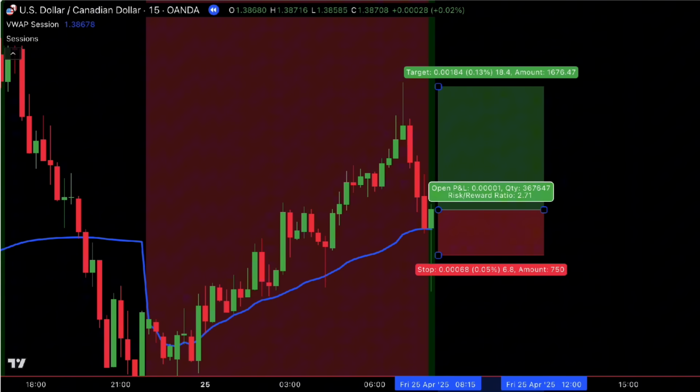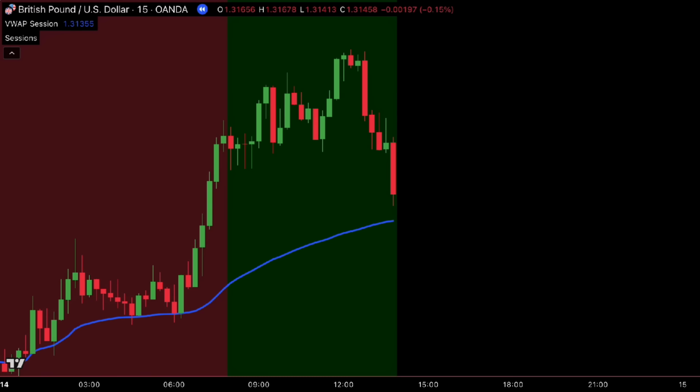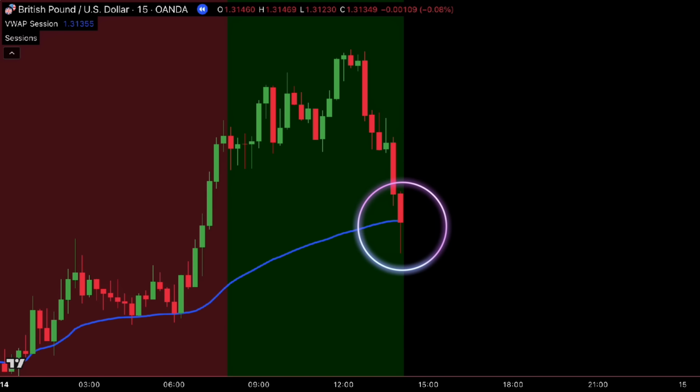Now look at another example. This is the British pound US dollar on the 15-minute chart. As you can see, during the Asian session, the market was already trending up, but price was getting overextended, trading far above the VWAP line, which represents fair value. Then, during the London session, the market continues pushing higher until it finally pulls back, right into the VWAP zone. Now watch what happens next. As soon as price touches the VWAP, it gets rejected and prints a clean rejection candle.